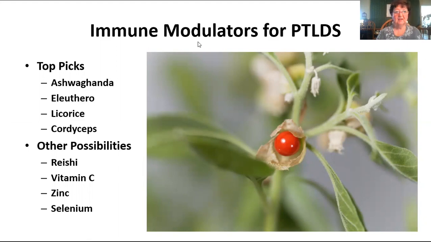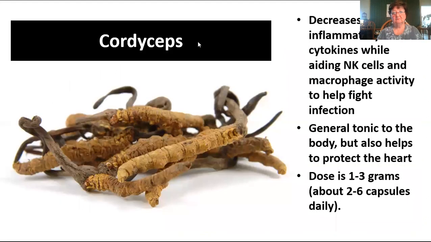Reishi mushroom, vitamin C, zinc, and selenium are all recommended highly for even COVID. So you can work on both bacteria and viruses when you work with natural remedies. This is what cordyceps looks like. It decreases inflammatory cytokines while aiding the natural killer cells and macrophage activity to help fight infection.